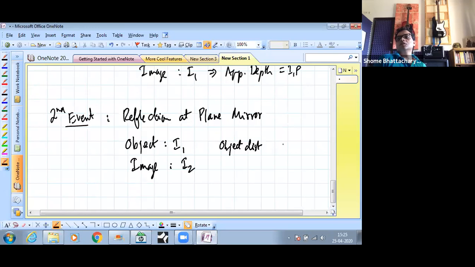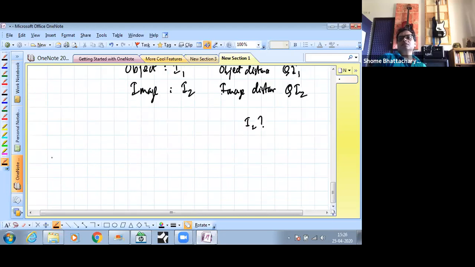is QI1 on this side and image distance on the other side is QI2. So by using the fact that in a plane mirror reflection, image distance is equal to object distance, you will be able to find the position of I2. Here you found the position of I1. Okay. And then you come to the third event, which is now refraction.